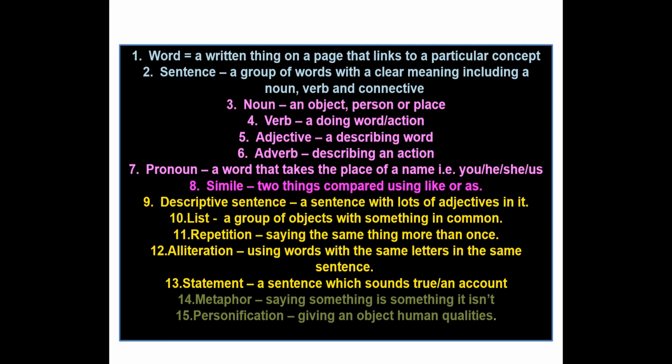An adverb is describing an action, a word that describes a movement of some kind. A pronoun is a word that takes the place of a name. For example, you, he, she, us, or we would also count. Number 8 is a simile, 2 things compared using the word like or as. A descriptive sentence is a sentence with lots of adjectives in it. For example, the writing about a soldier earlier in today's lesson was filled with descriptive sentences, and many of those using the senses, correctly labelled by Cameron in the chat.